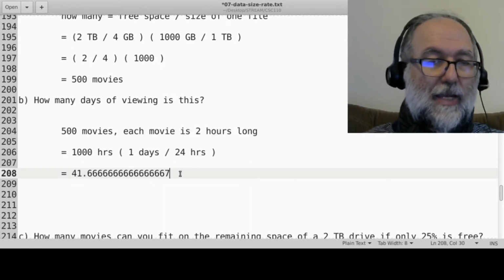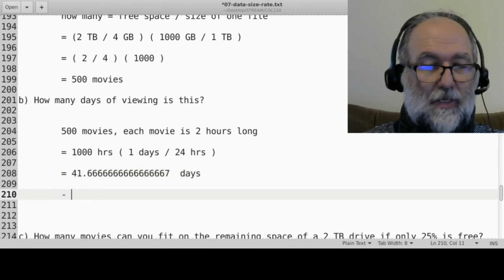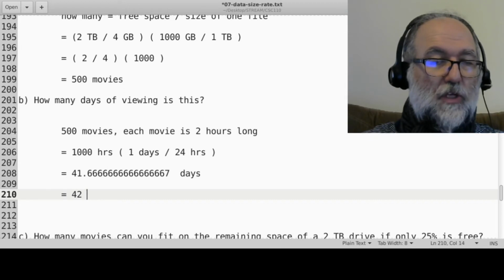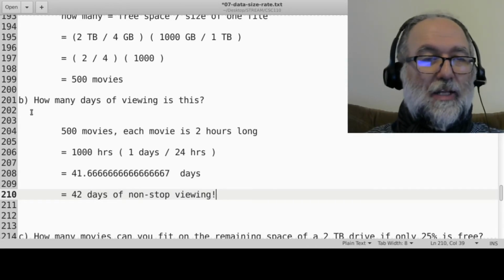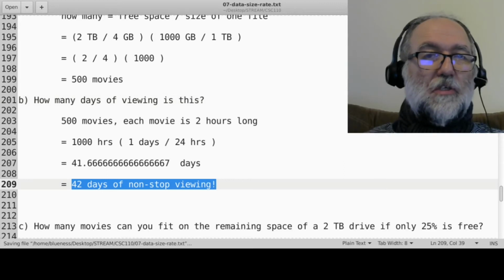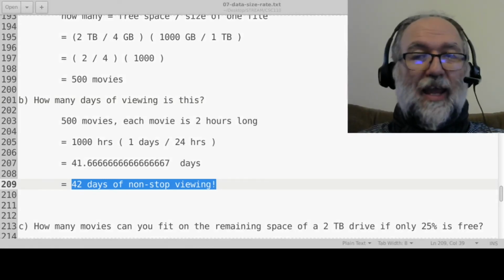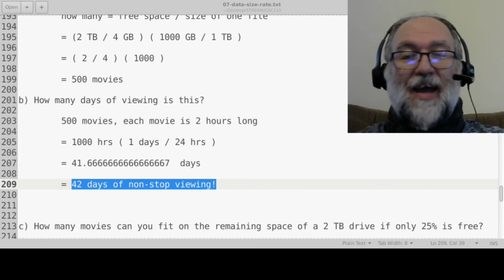41.66666 days. Okay, well, we can just round that off to roughly 42 days. All right, so that's 42 days of non-stop viewing. When we did this conversion, we're assuming that we're just going to be watching one movie after another. I don't know when we'll have time to sleep.